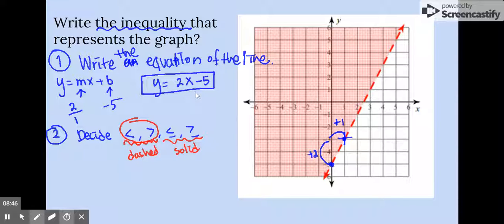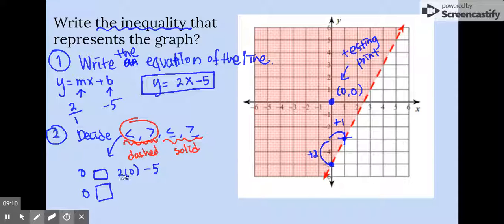And I'm also using the testing point. I'm going to use 0, 0 as a testing point. This is our testing point. Testing point again. You should copy it down so that you can study. All right, now I'm going to plug in 0, and I'm going to just leave a little box because I have to plug in one of them. And 2 times 0 minus 5. 0 box, 2 times 0, 0, 0 minus 5.